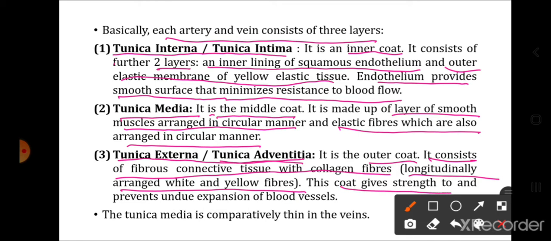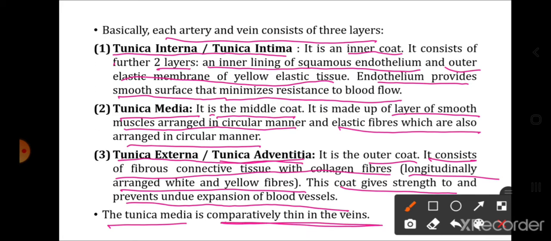This coat gives strength to and prevents the undue expansion of the blood vessels. वो ब्लड वेसल्स ज़्यादा एक्सपांड ना हो, वो चेकिंग कौन करता है? It is done by the external layer. The tunica media is comparatively thin in veins.